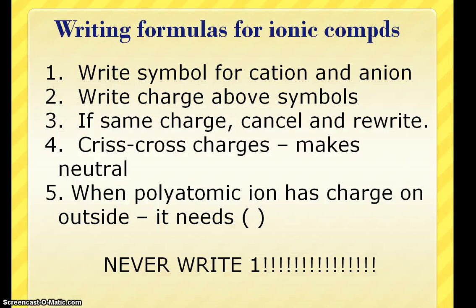So really quick recap: you write the symbols for the elements, and you write their charges up in the upper right hand corner just like you write exponents in math class. If they cancel, then you just get to smush them together and rewrite it so it looks like a word. If they don't, you crisscross them, and that's going to help make them neutral. And I'll show you that as we go along. If you have a polyatomic ion and it needs a subscript, then you have to put it in parentheses, and I'm going to show you some examples of those.